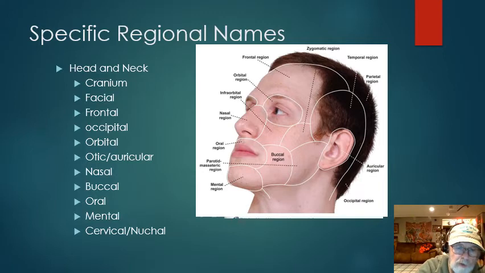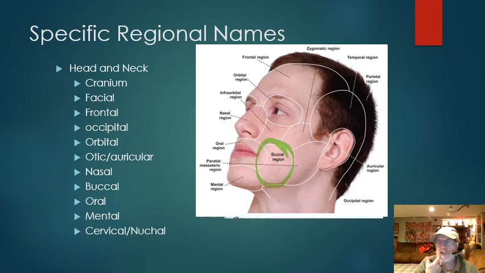Buccal is an interesting one. Buccal is this area right here. It's the cheek. Buccal means the cheek. If you take your finger and stick it inside your cheek, sometimes you bite it with your teeth, or if you get some local anesthetic for dental work, you keep on biting inside your cheek for a while. The inside is called the buccal mucosa.